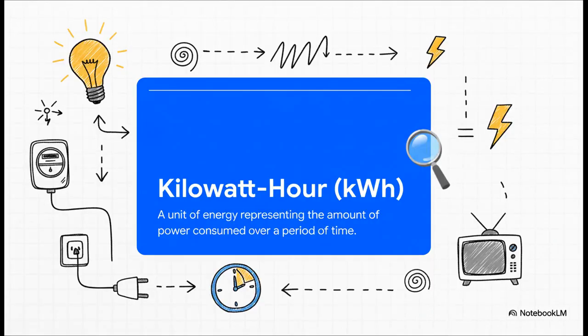Okay, so kilowatt hour. It sounds super technical, doesn't it? But it's actually incredibly simple. Here's the easiest way to think about it. Kilowatt is just how much power an appliance needs to run, and hour is simply how long you use it. That's it. How much power for how long.